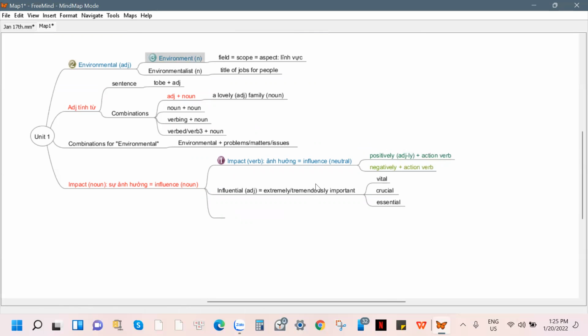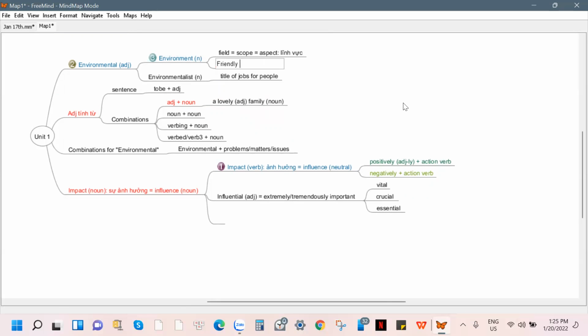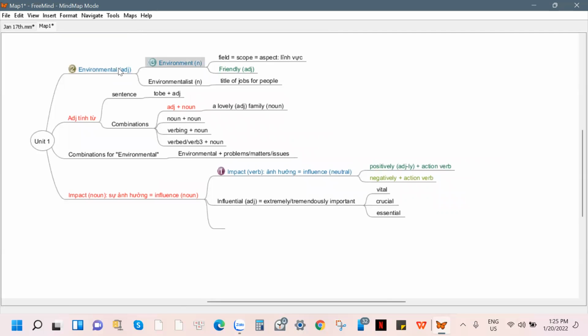Okay. Friendly environmental is almost correct. Friendly, you know that the word friendly is an ADJ. From the beginning, we know that it is an ADJ, and this is also an ADJ. So if you say friendly environmental, we have to use one more noun after it, like friendly environmental factors, friendly environmental elements, or friendly environmental areas, okay? Because these are two adjectives, we need one more noun to form the combination.